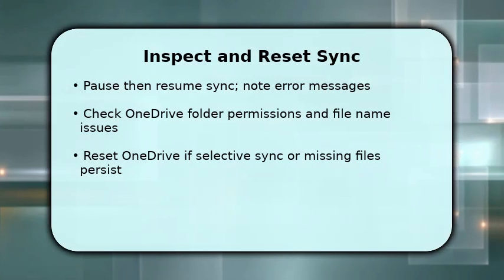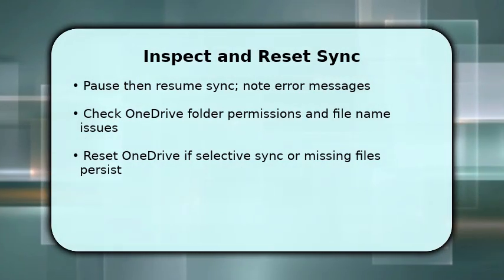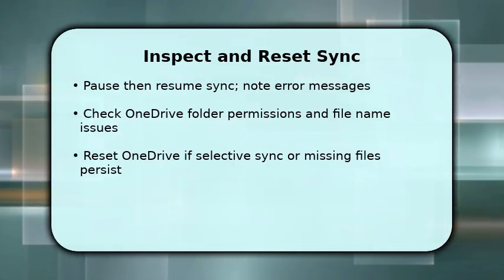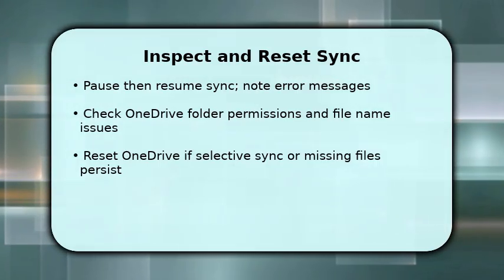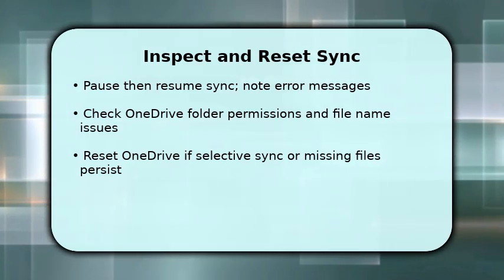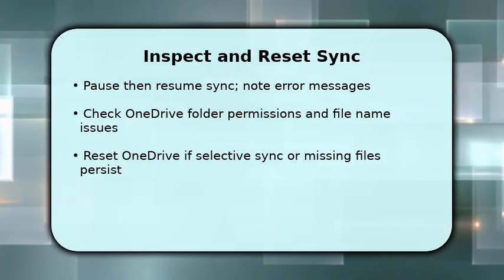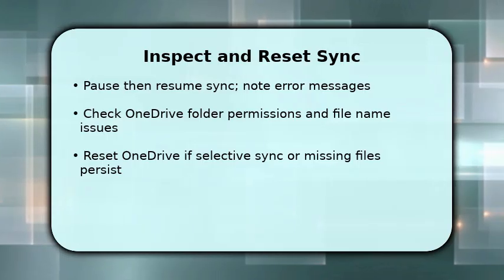Next, you'll inspect current sync behavior and perform controlled resets. Pause syncing and then resume while watching for specific error messages. Those messages point to corrupted files or path length problems. Make sure the OneDrive folder and contained files have correct permissions. Right-click the folder, get info, adjust sharing and permissions.